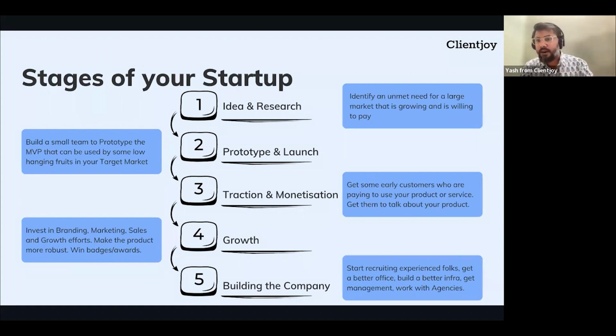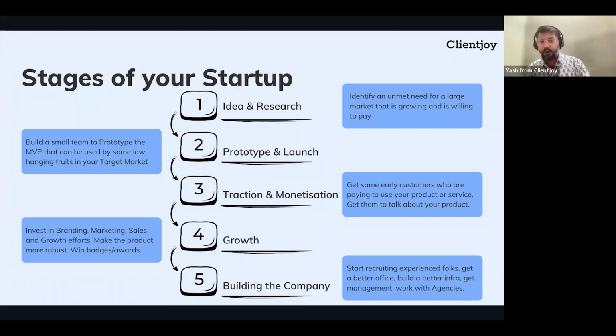If you're a B2C product, then you've got to have 10,000 daily active users of your product or service, whatever it is that you're offering. If you're a B2B product or a revenue generating product, then you've got to do at least $3 million a year in revenue. So that is the context in which I've written growth here. So: idea, research, prototype and launch, traction and monetization. Growth is 10,000 DAU or $3 million in annual revenue.